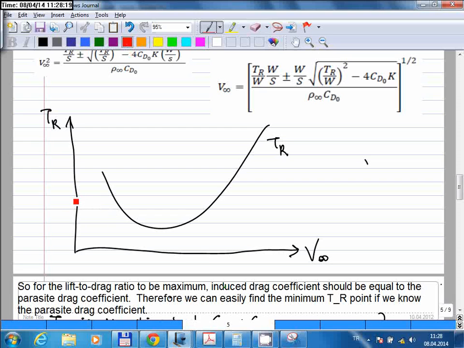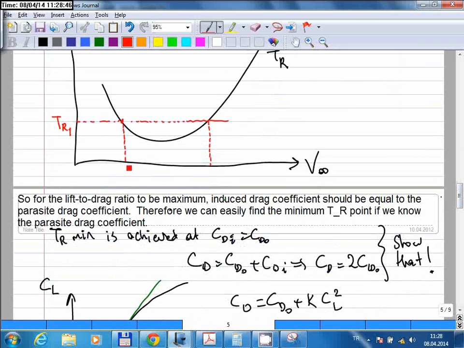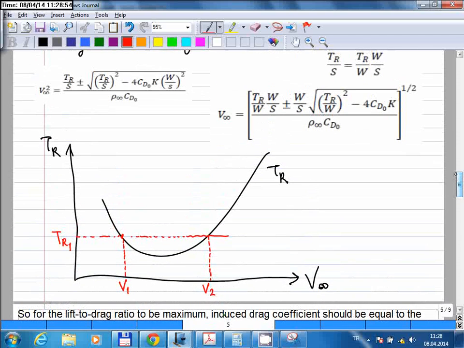So what we found there are the two solutions that I'm going to show here. If I choose a required thrust value, let me choose this as my required thrust value, let me call this TR1, and I equate my direct equation to TR1, then you see that there are two solutions here. And these two solutions you see on the graph are given by this equation here.